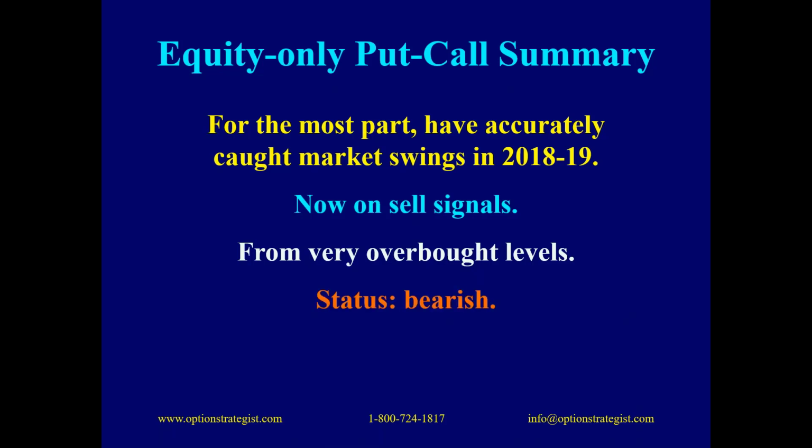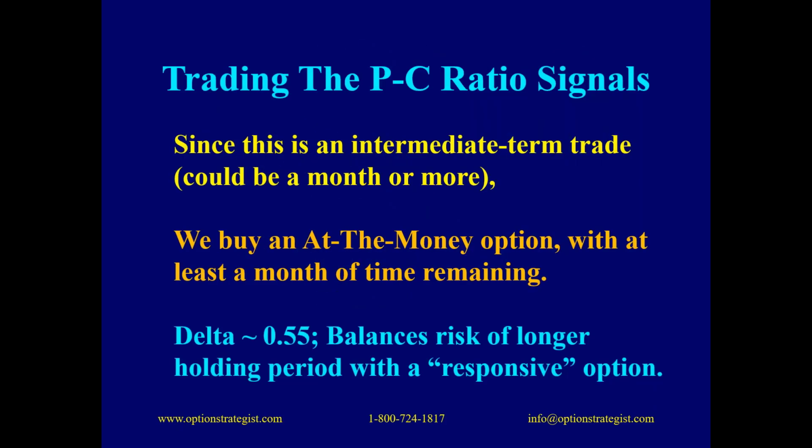So this indicator is bearish. When we're trading these, by the way, I mentioned that we're looking out a little bit longer term than we might say like a Bollinger Band signal or something like that. And so in that case, we're going to buy an at-the-money option because we're trying to balance the cost of the option. And since we're buying a longer-term option, or maybe a 3 or 4 month option, it's going to be a little more expensive.